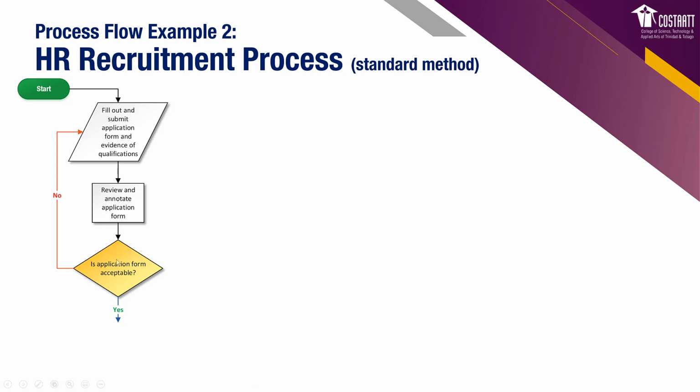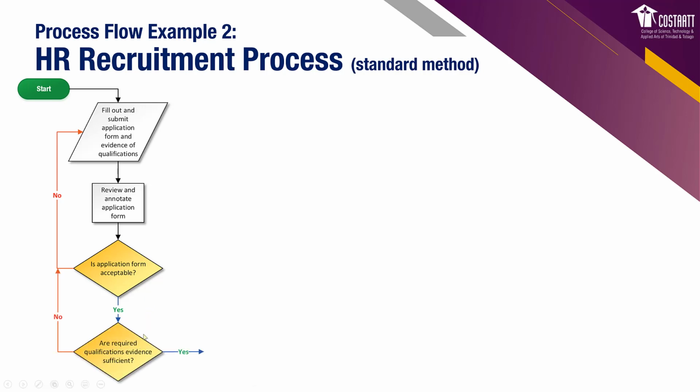If something was left out, then the answer is no, it is not acceptable. In which case, the process flows back to the top, where the form is returned to the applicant, and the applicant has to now fill in the missing data. At which point in time, it will be handed back to the HR assistant, who will then review it a second time. Again, they have to ask the question: is the application form acceptable? This time, if the answer is yes, great, we can now move on to the next step.